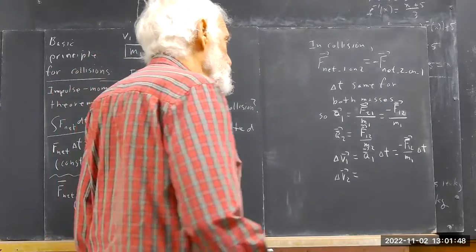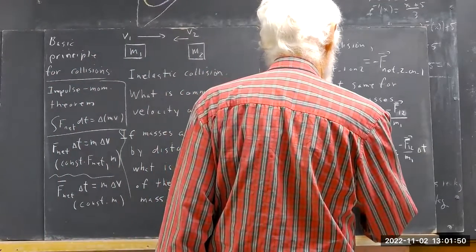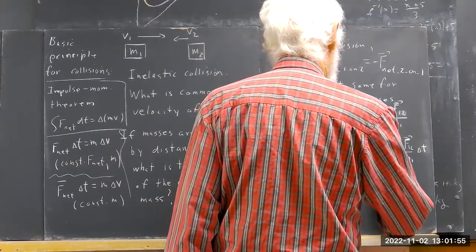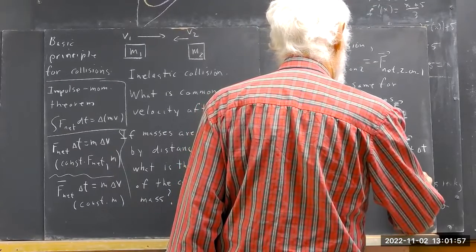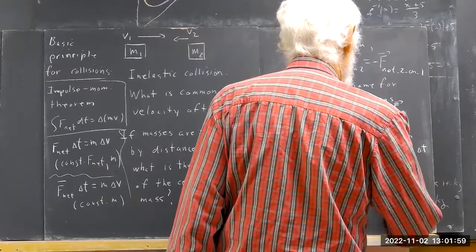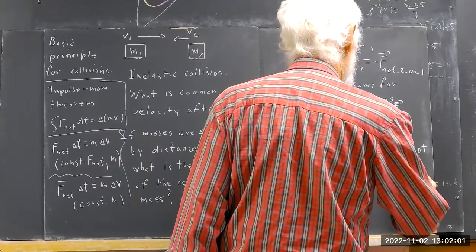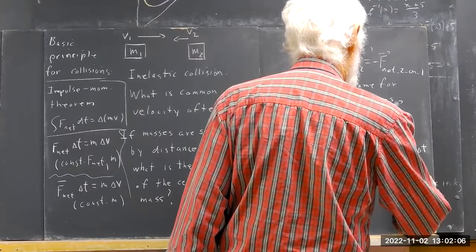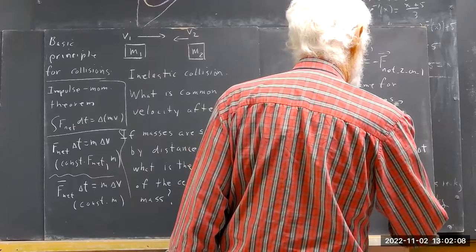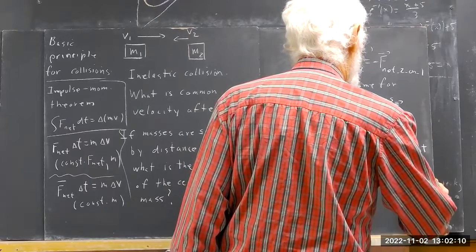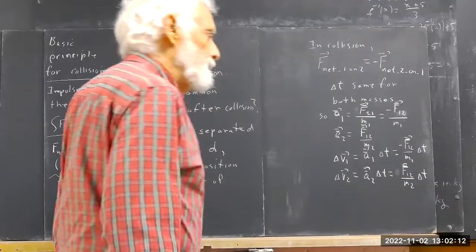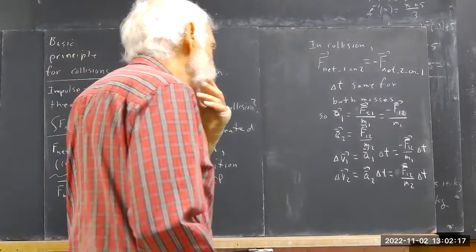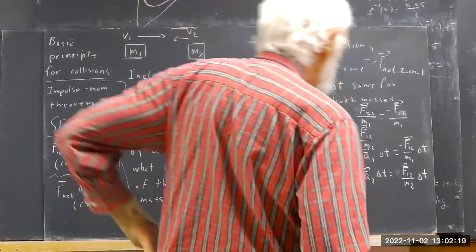Okay, and delta V2 is A2 bar delta T. And that's just plain old F12 bar. I keep forgetting to put the bar in there, so it's quite hard to read. Okay. Now what's F12 bar?